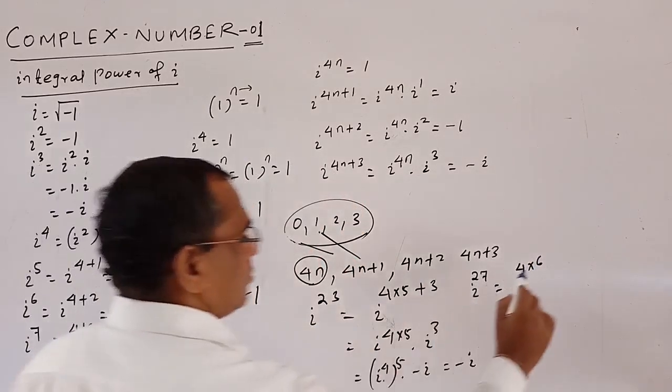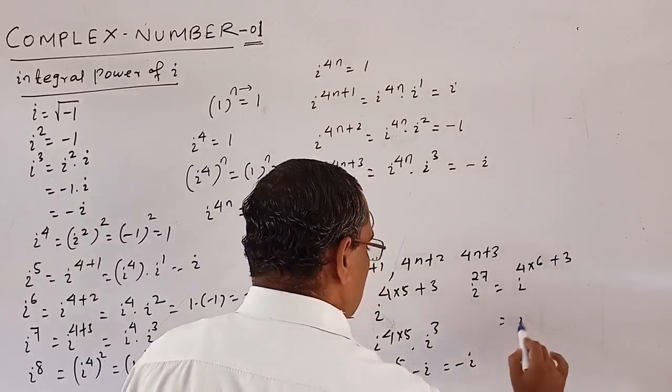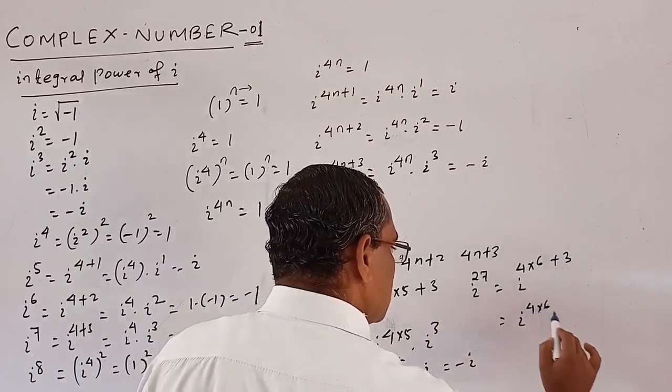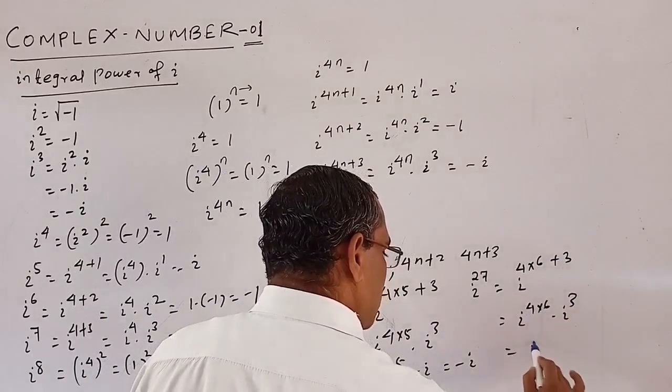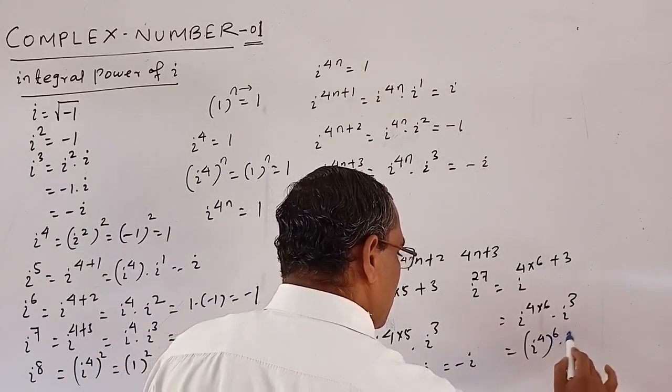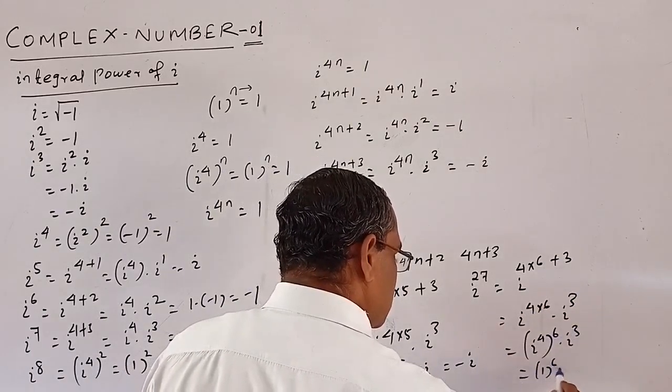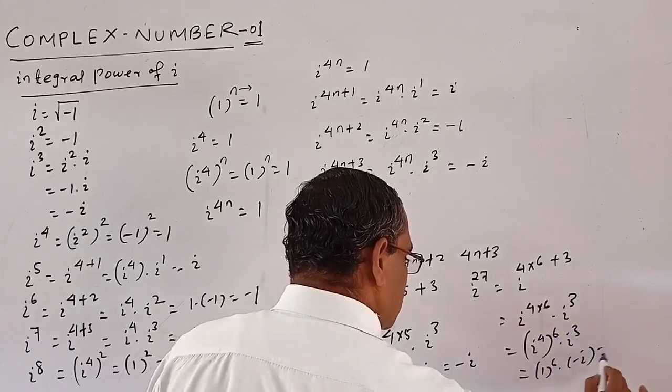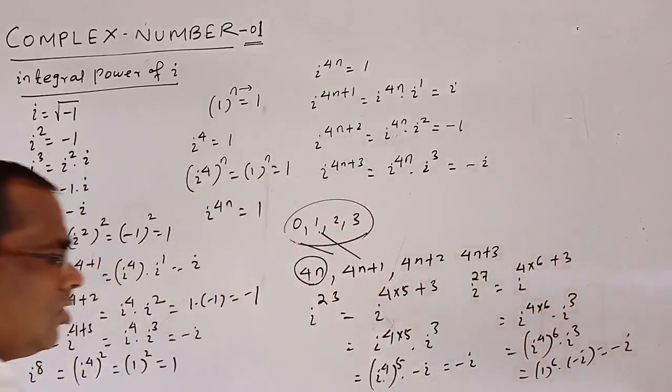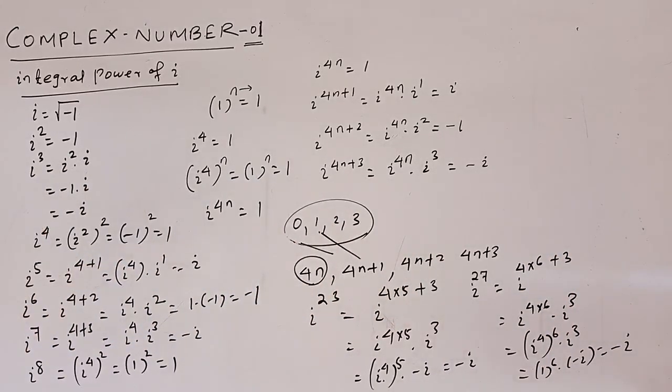24 plus 3, like that: i to the 4 into 6 into i cube. And this is 1 to the power 6 into i cube, which equals minus i. And this is also minus i.